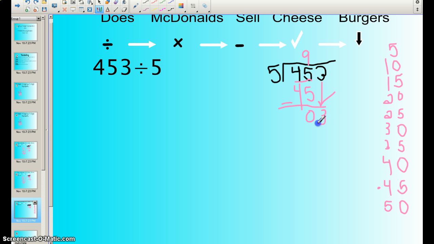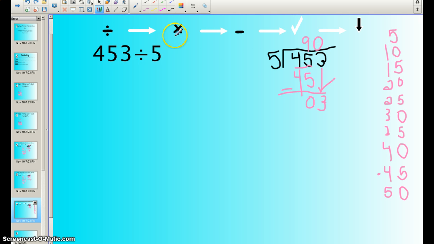Now I've got to divide. How many times will 5 go into 3? Well, the smallest it will go is 5, so that must be 0. 5 will go into 3 0 times. My next step is to multiply. 0 times 5 is 0. Subtract. 3 minus 0 is 3. And is 3 smaller than my divisor? Yes. Awesome. So now my quotient, 90, remainder 3.